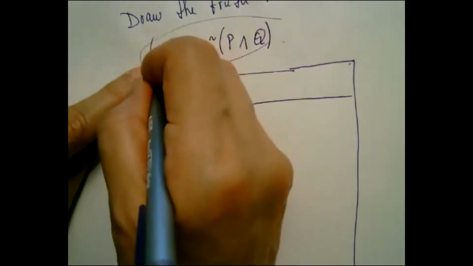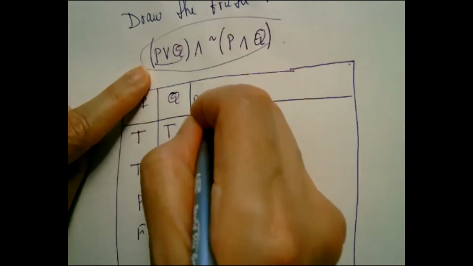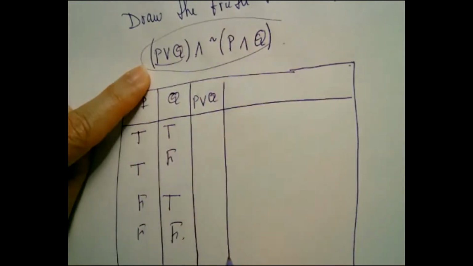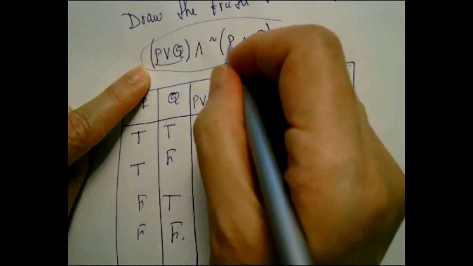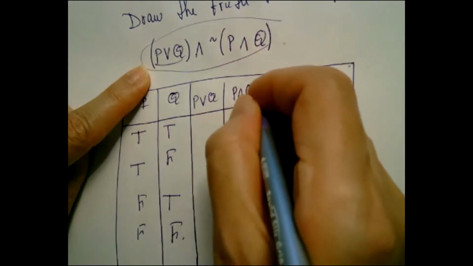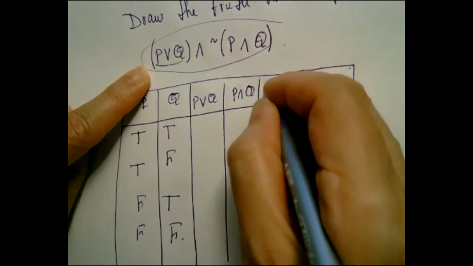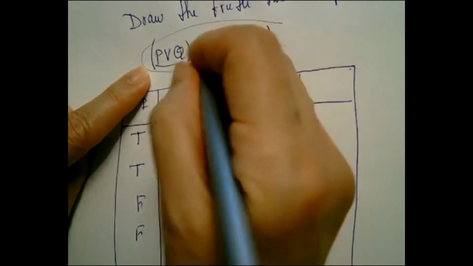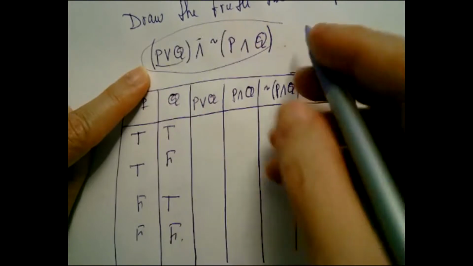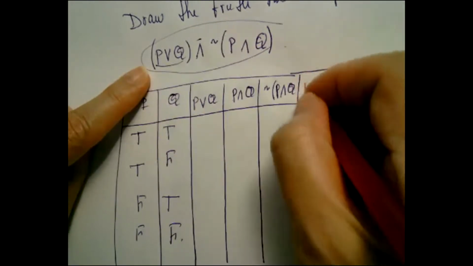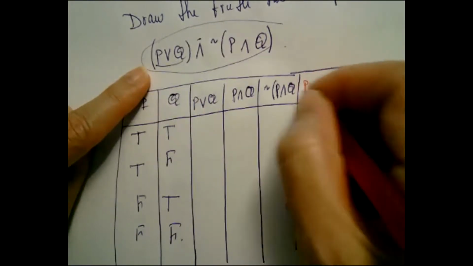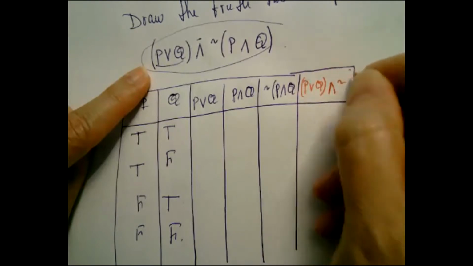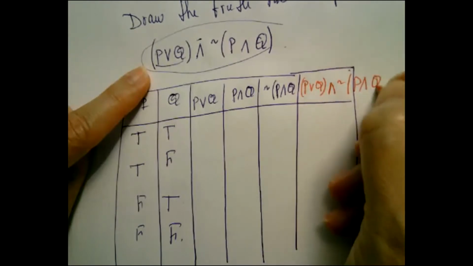I want the truth table of that. So we do it piece by piece. So first I'll do P or Q. And then I will do P and Q. And then I do not P and Q. And then I want the and. So the last one would be the one I'm interested in. So I do the pieces first, and then I will do the whole picture.